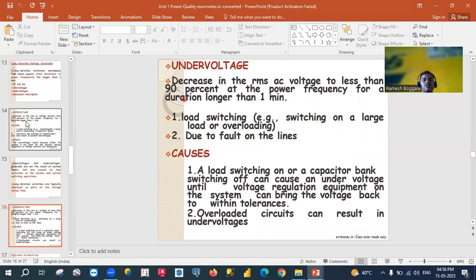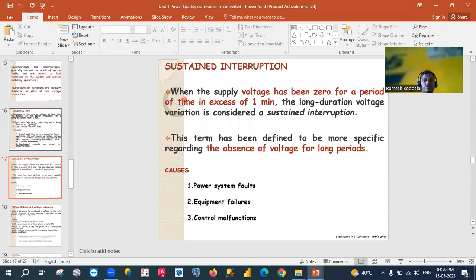Examples for this under voltage are load switching, for example, switching on a large load or overloading. Next one is due to a fault on the lines. So what are the causes of this under voltage? A load switching on or a capacitor bank switching off can cause an under voltage until the voltage regulation equipment on the system can bring the voltage back within the tolerance. Overloaded circuits can result in under voltage.